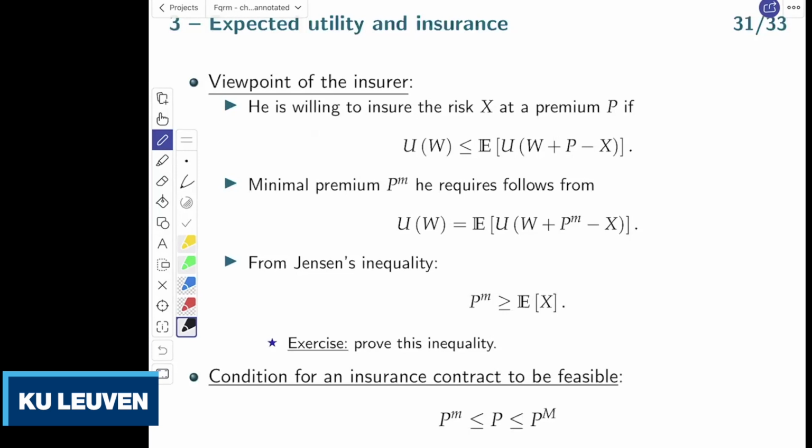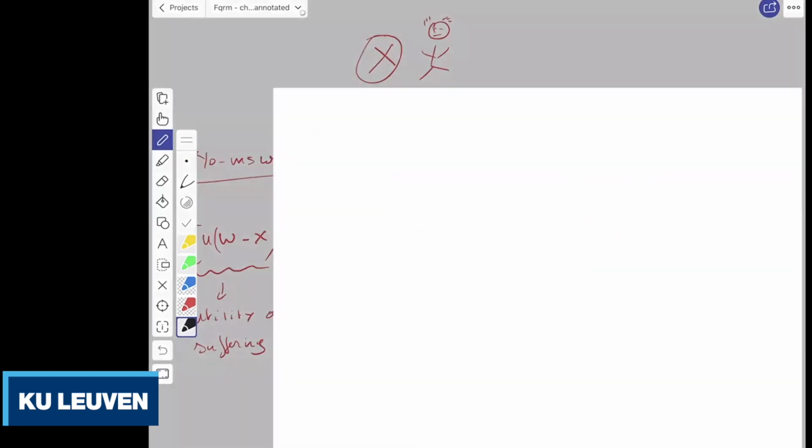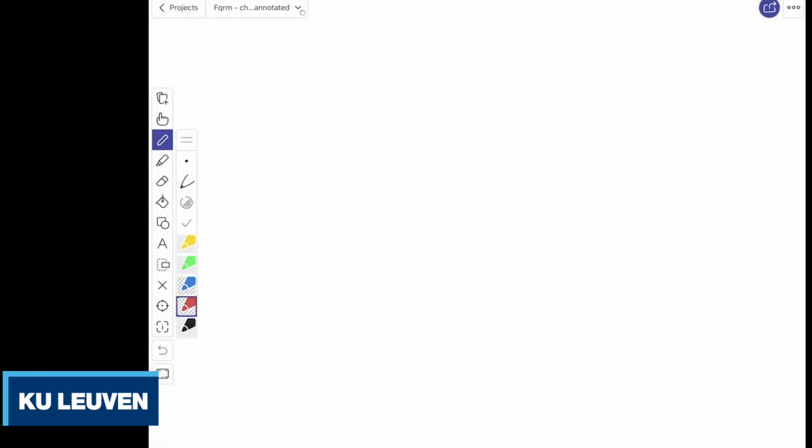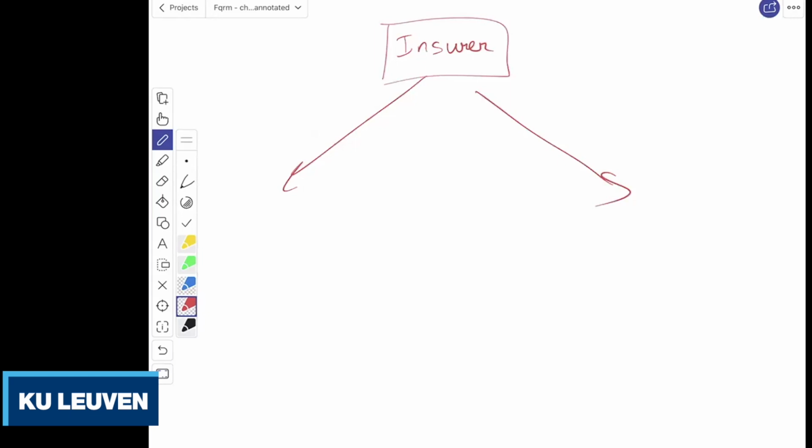So now we are moving to the insurer. We are an insurer now. We have a utility function U, an initial wealth big W, and we have to decide, should we take on a certain risk X or should we not take it? Is it acceptable for us or is it not acceptable? And we can do the same as we did for the individual. So now we have the insurer here. The insurer can do two things.